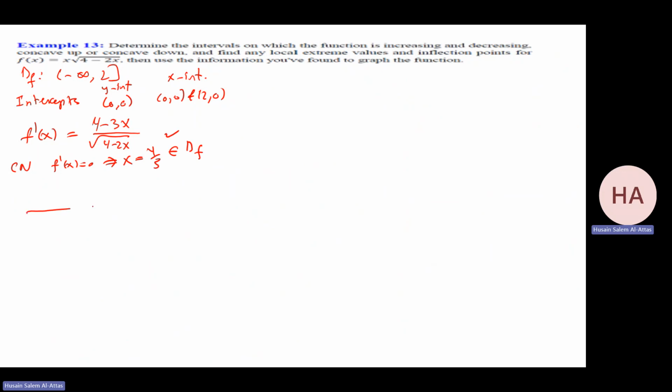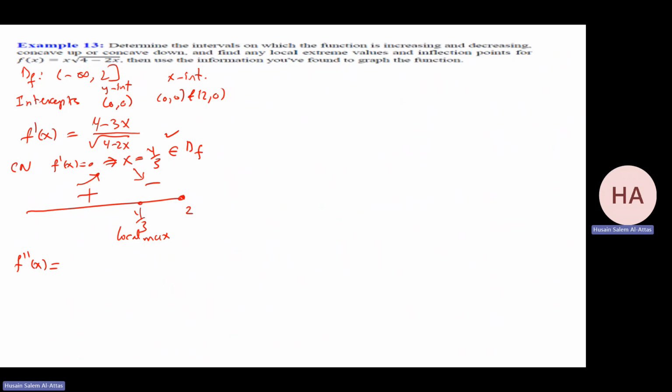So I'll do the sign diagram, notice this is up to 2. So I have 4/3 somewhere here. Take a value: before 4/3 it will be positive, and after it is negative. So it's increasing and then decreasing. I have a local maximum here. Okay, f double prime.